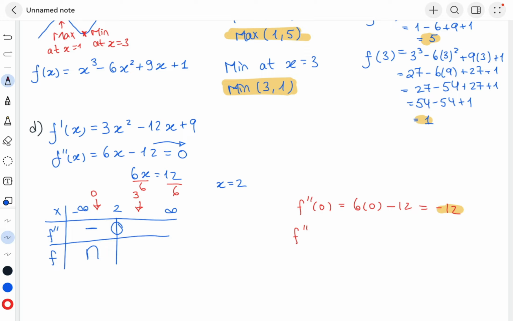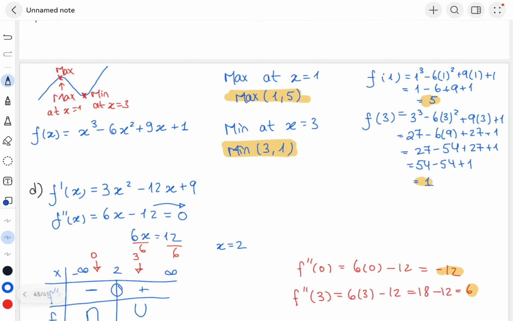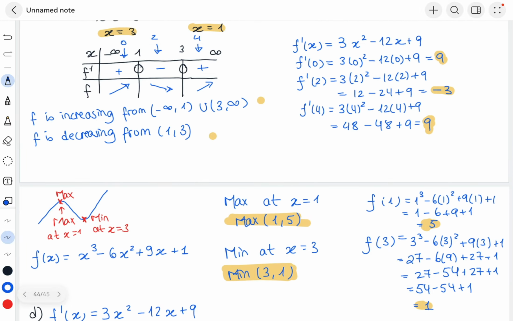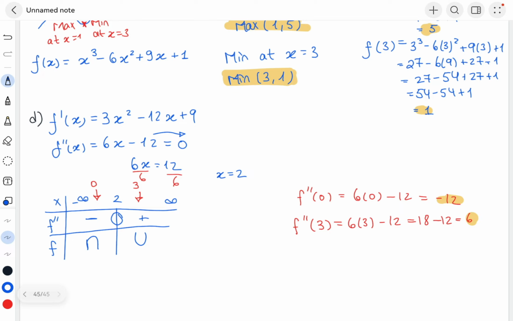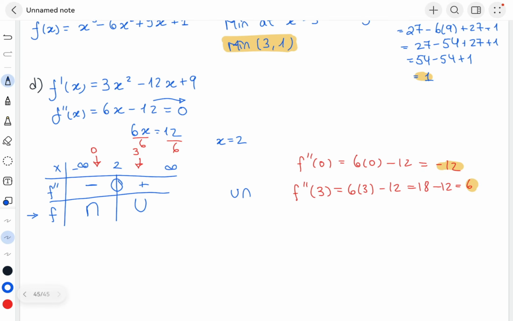f double prime at 3 is 6 into 3 minus 12, which is 18 minus 12, which is 6. So our function here is positive, which means it is going upwards. Just remember, in f prime we have arrows to say increasing or decreasing. In f double prime we have concavity, which is U and its opposite.